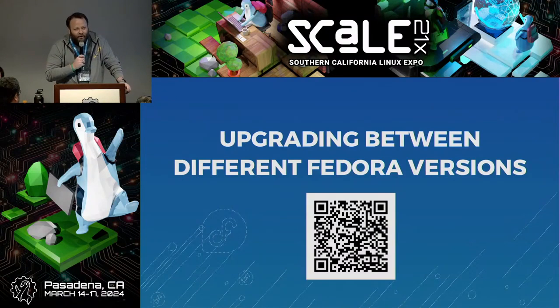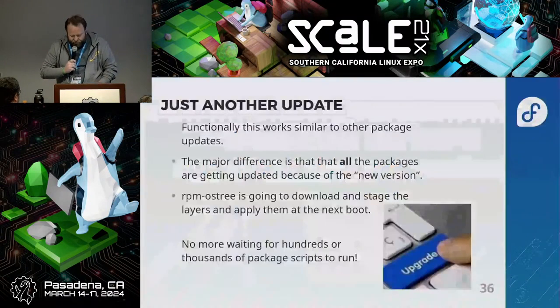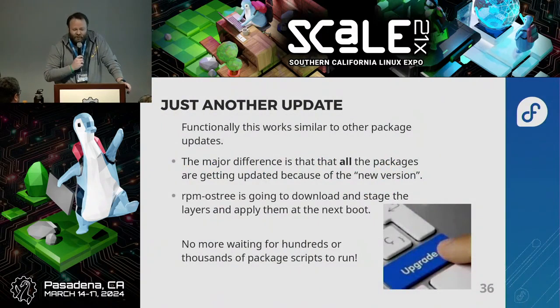This is actually one of my favorite parts. That QR code is to our official docs. What's really nice is that when we're talking about major upgrades, Fedora 40 is about to hit. A lot of people I know are excited about the new Plasma 6 that's coming out for the KDE. But functionally, this works just like any other update, right? It's downloading all the new image layers and to make that immutable, and it's just doing a reboot like it normally does.